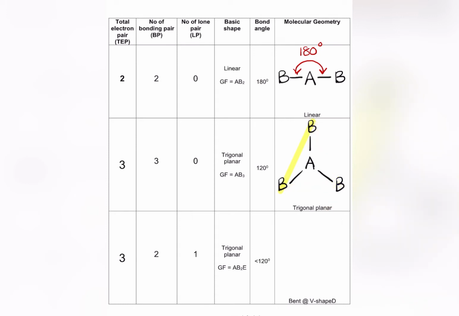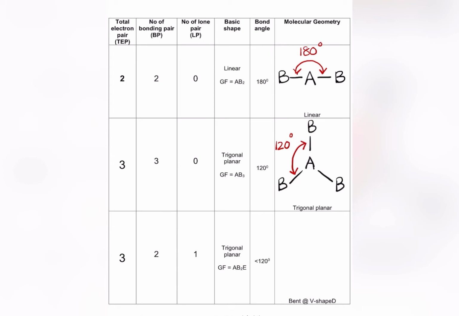And what's next? Saya akan draw the bond angle. So the bond angle hanya wujud antara bonding pair dengan bonding pair. So you can take whichever you want. So I take it from here until there. So this is going to be 120 degree. So inilah drawing untuk trigonal planar. Dan pastikan 3 bonding pair ini symmetrical membentuk segitiga.